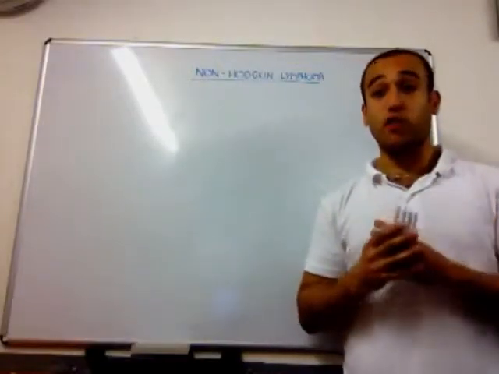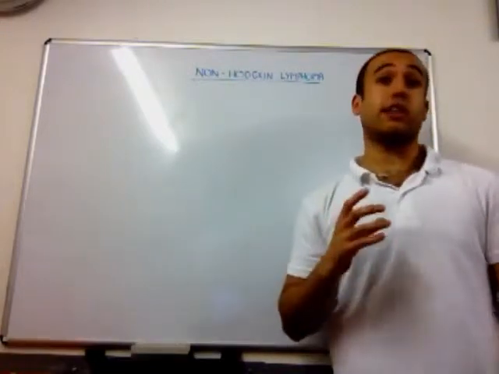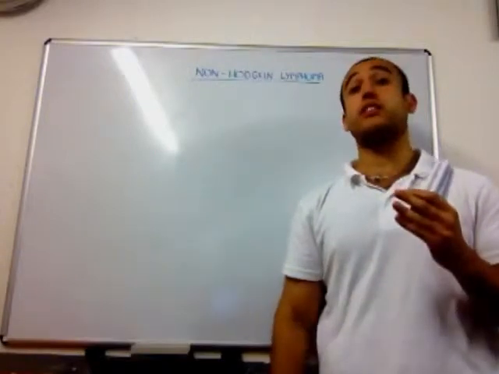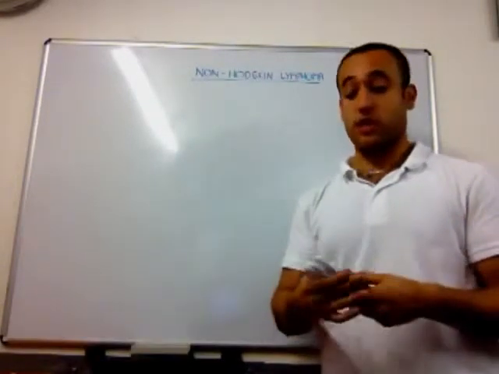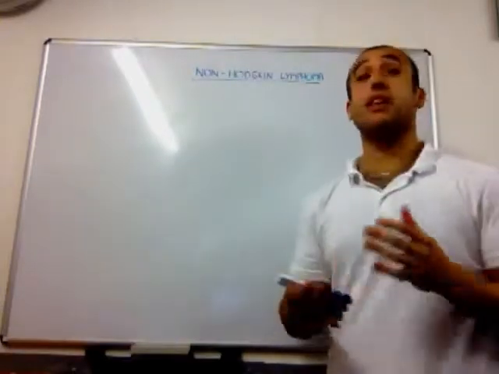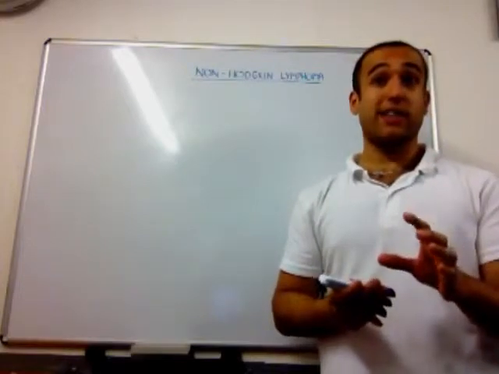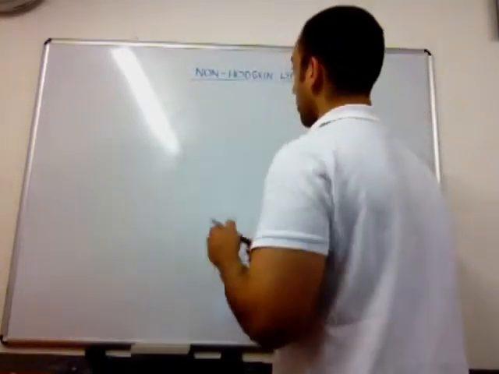So I think that's enough for Hodgkin's lymphoma, and I think we can now go on to discuss the non-Hodgkin lymphoma. In a non-Hodgkin lymphoma, we can say it's a proliferation of either B cells or T cells. So in 70% of the cases, we have a B cell proliferation, and in 30% of the cases, we have T cell proliferation.